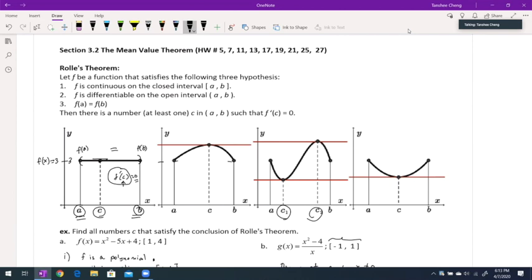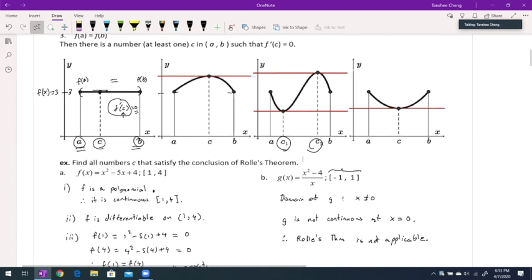Right? So Rolle's theorem basically guarantees situations. Any questions before I move any further from here? All right. So what we want to do next is basically check how to apply this Rolle's theorem.